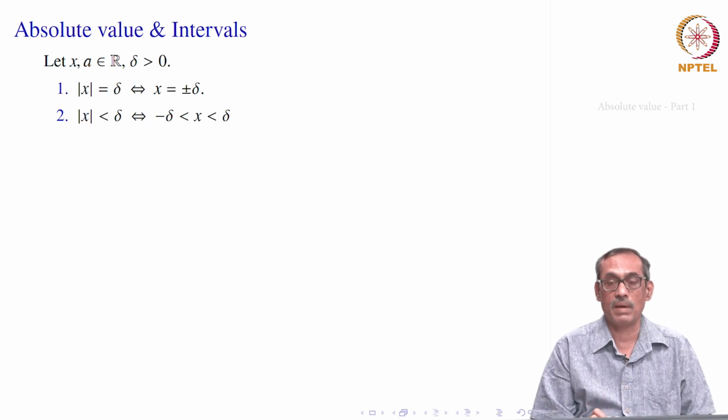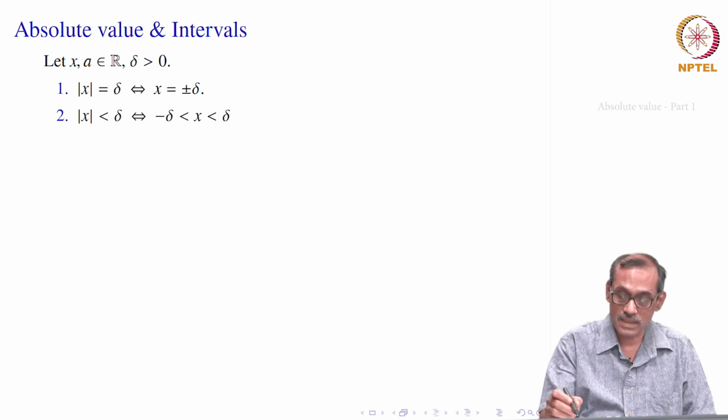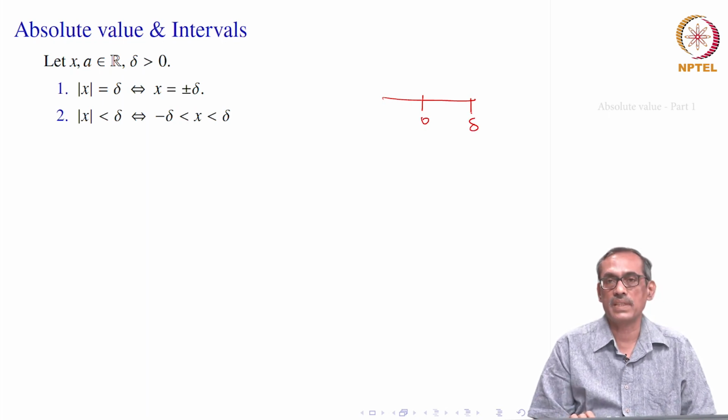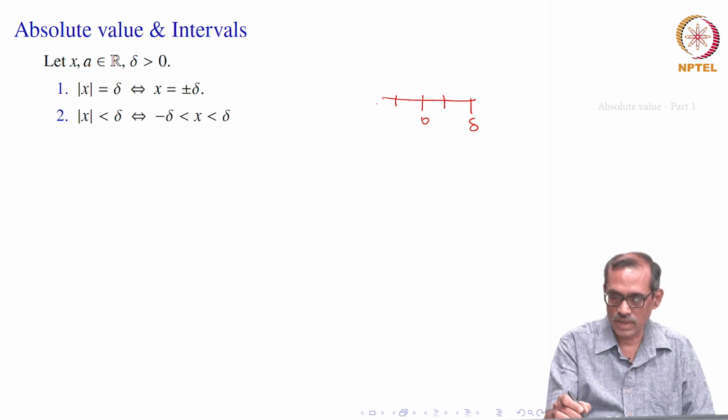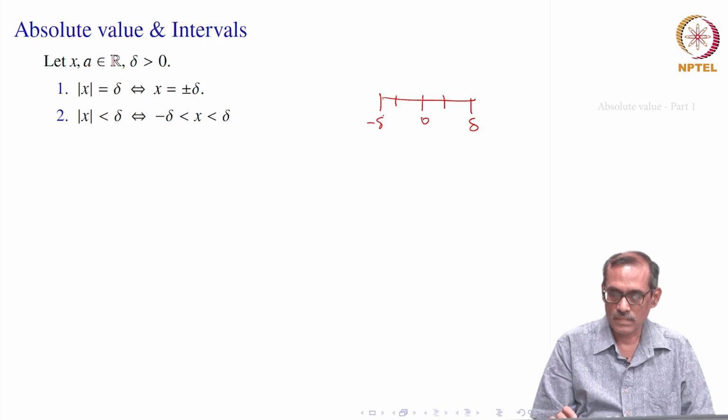If it is less than, then what will happen? Again you go back to your drawing, and I have 0 here, and I have delta. Now, x is a point such that mod x is less than delta. That means the distance of x from 0 is less than delta. So, x can fall here or x can fall here, where this is minus delta. That means x can be anything between minus delta and delta. That is what the other side is telling: mod x is less than delta if and only if minus delta is less than x is less than delta.